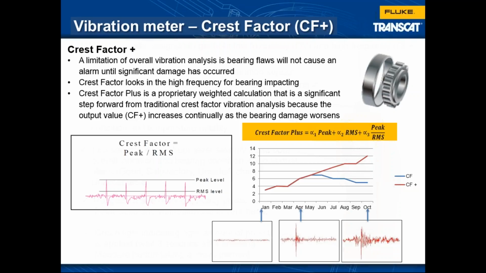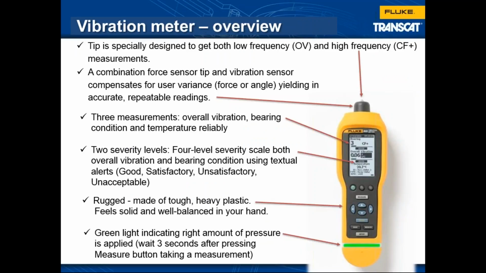Okay, if we look at a vibration meter, let's kind of put this all together. A vibration meter is really a screening tool. And here we see an example of a Fluke vibration meter, and you can see that we've put a few new things in the Fluke vibration meter. The tip of the meter is specially designed to get both low frequency and high frequency measurements. One of the issues with a vibration meter is if two people go out to take measurements, if you press the vibration meter into your bearing too hard, you might get a different reading.